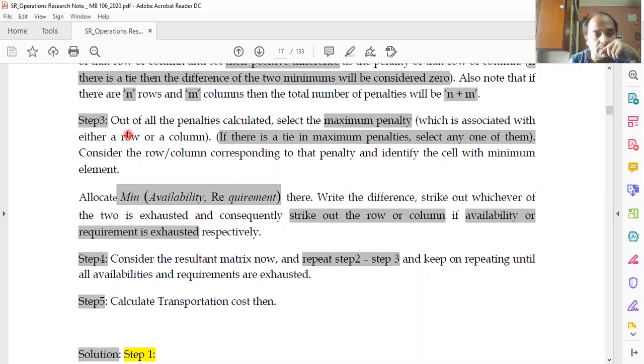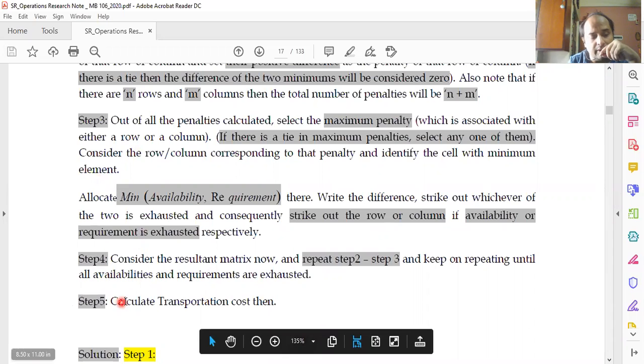Okay, so after calculating all the penalties, we are going to select the maximum penalty, and corresponding to that maximum penalty, if it is occurring in the row or column, we are going to identify the cell with minimum element. Can I scroll down? Then if you are writing, you also write step number 4 and step number 5, so I don't have to scroll up again later.